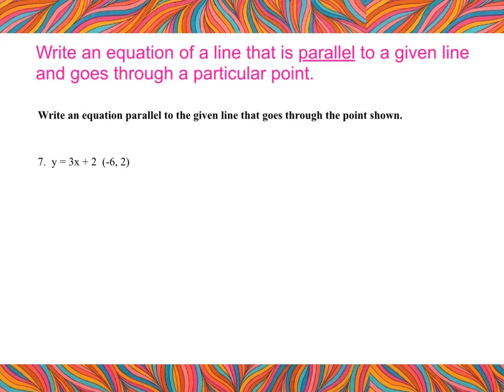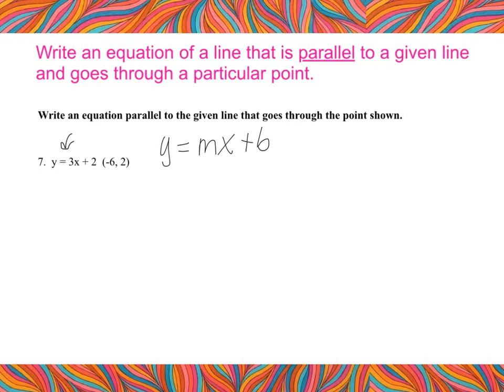Okay, so the first thing we need is to identify the slope of the current equation because we said we know parallel lines have the same slope. So if this is in y equals mx plus b, or slope-intercept form, the slope we know is the number 3. So the slope of this line is 3, positive 3.